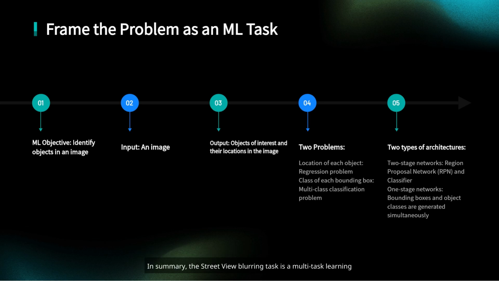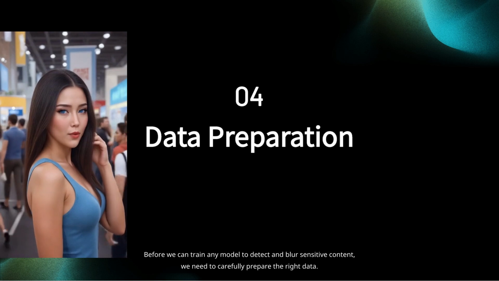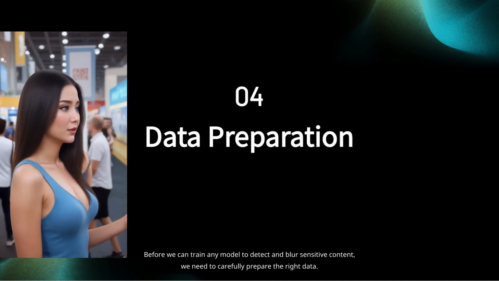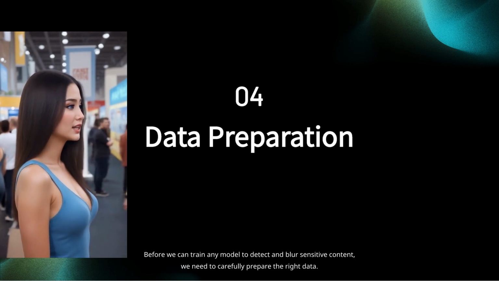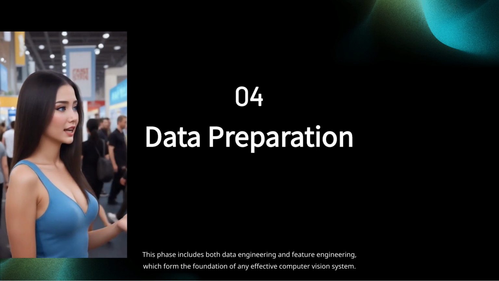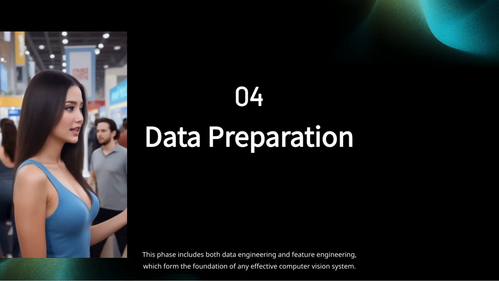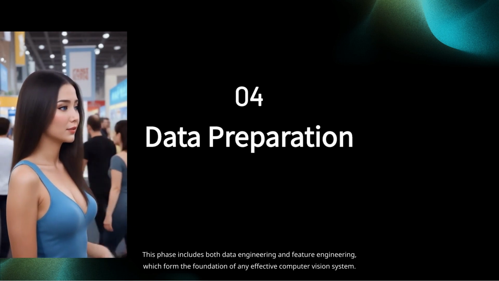In summary, the Street View blurring task is a multitask learning problem. We use object detection models to solve a regression task for object location and a classification task for object type, all driven by a need for high performance and privacy guarantees. Before we can train any model to detect and blur sensitive content, we need to carefully prepare the right data. This phase includes both data engineering and feature engineering, which form the foundation of any effective computer vision system.